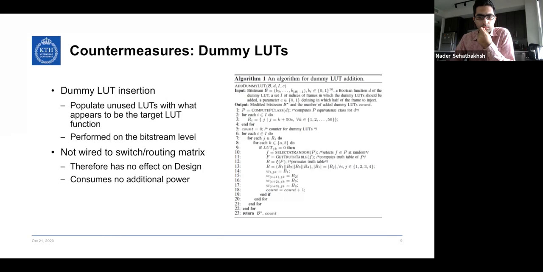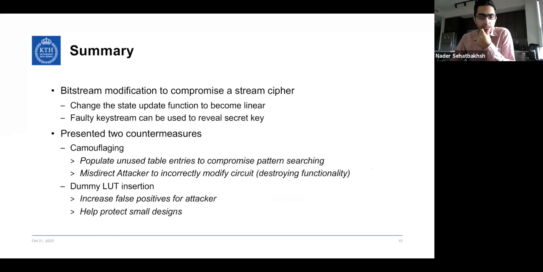So, in summary, we have shown you how to use bitstream modification to compromise a cipher, which then outputs a key stream created with a linear updating function. This compromised key stream will then allow one to reverse calculate the initial state and reveal the secret key. In addition, we propose 2 countermeasures, camouflaging and dummy LUT insertion, that both help to mitigate against such bitstream modification attacks. Everything in this presentation is elaborated on in full detail in the conference paper.